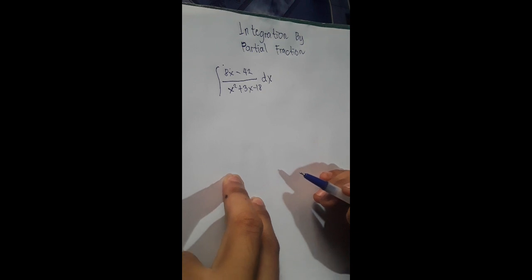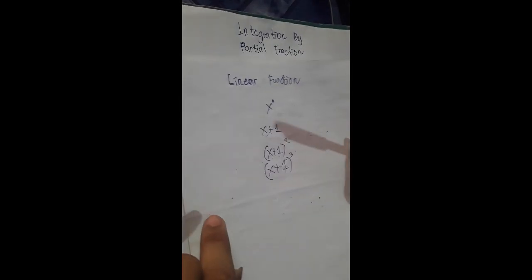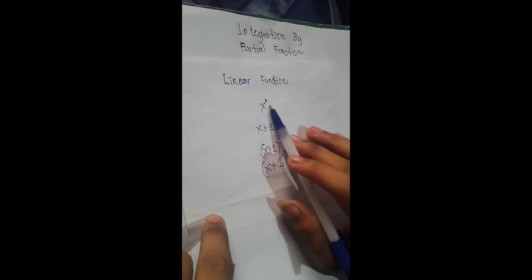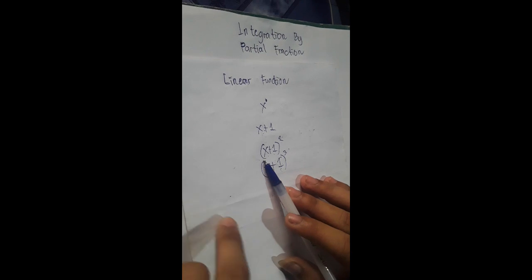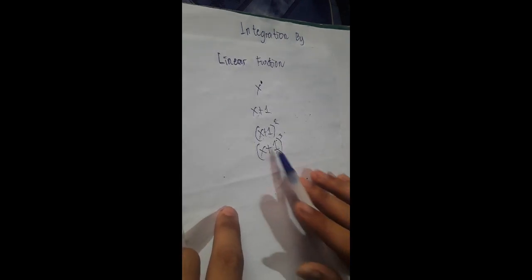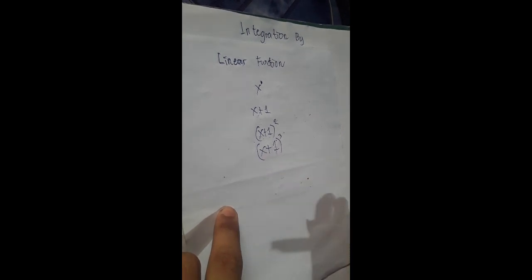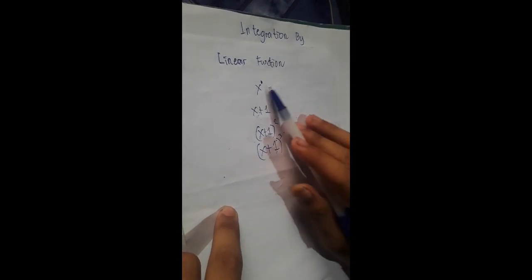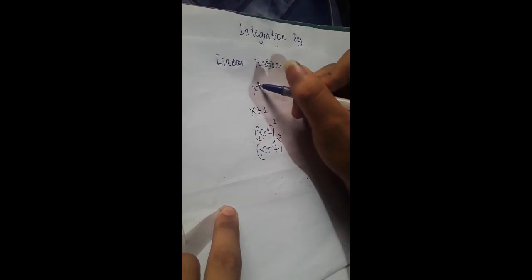Before we solve that one, I would like to introduce the linear function and the quadratic function that are connected to our topic today. Here is an example of a linear function: x plus 1. We also have the repeated linear function, x plus 1 to the power of 2, x plus 1 to the power of 3. As you can see, the exponent of the linear function is only 1 here.